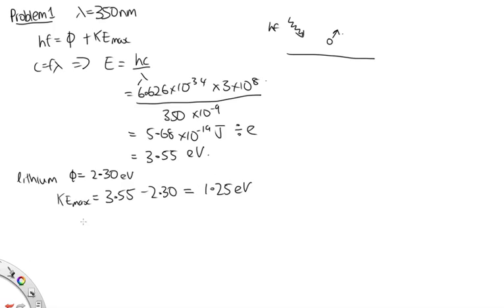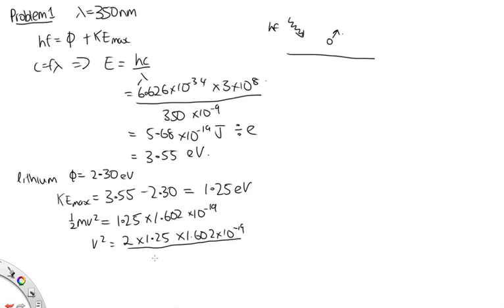We're also asked to find its speed, so we've got a half mv squared. This kinetic energy is equal to 1.25. Now we need to convert this to joules, so we times it by 1.602 times 10 to the minus 19. That's the charge on the electron e. And solving this, we have v squared is equal to 2 times 1.25 times 1.602 times 10 to the minus 19 over the mass of an electron, which is 9.11 times 10 to the minus 31. So solving this tells us that v is equal to 6.63 times 10 to the 5 meters per second.